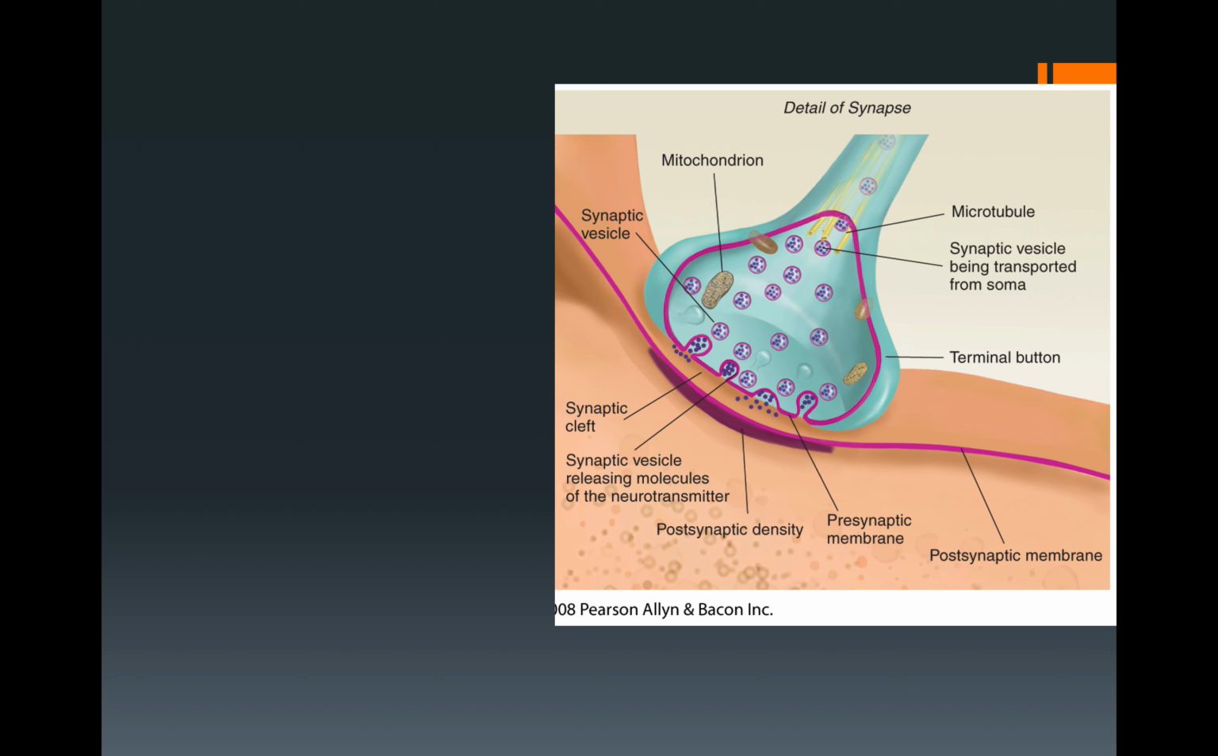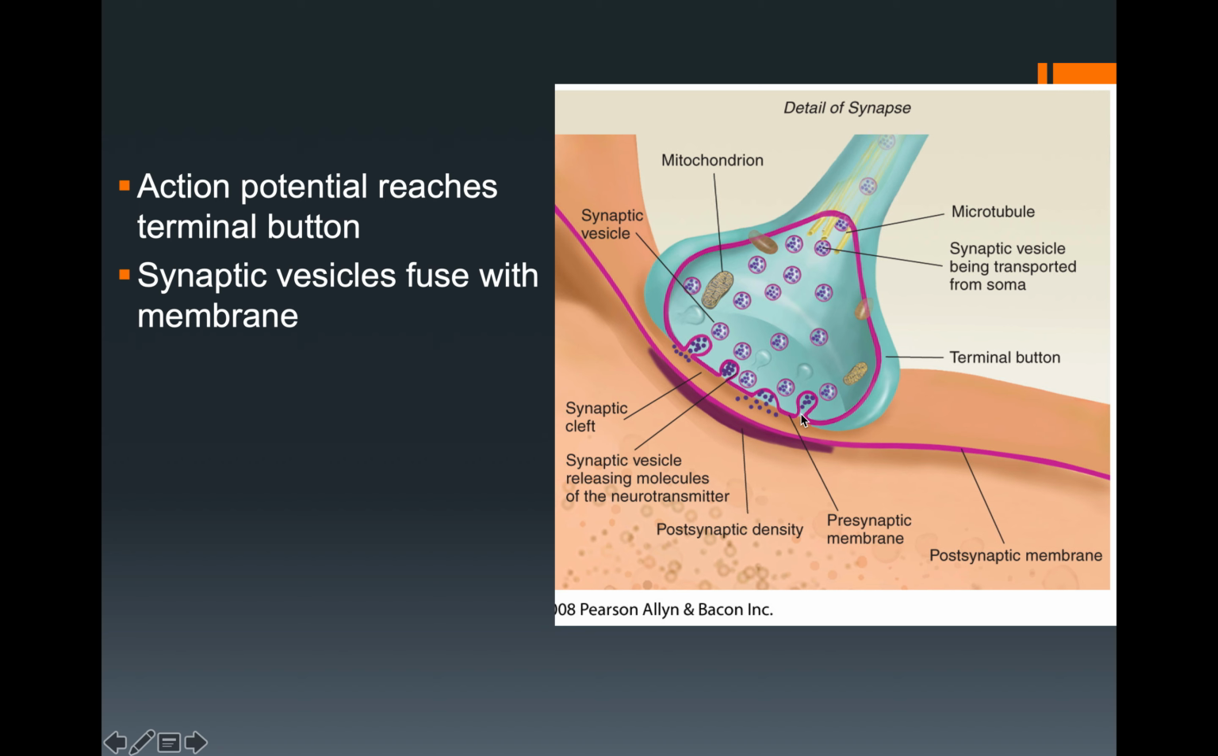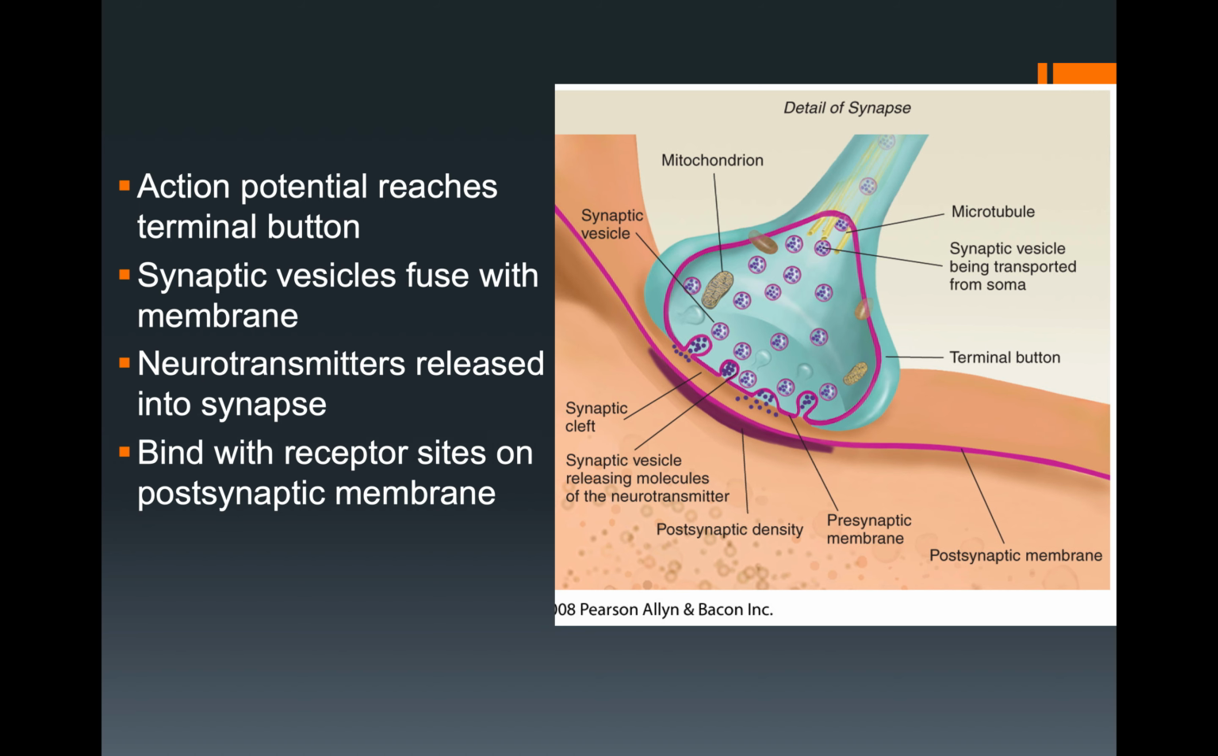So the action potential travels down the axon, and when it reaches the terminal buttons, this is a close-up of a terminal button here and a synapse. A synaptic vesicle that contains neurotransmitters fuses with the membrane. The neurotransmitters are released into the synapse and then bind with receptors on the postsynaptic membrane.